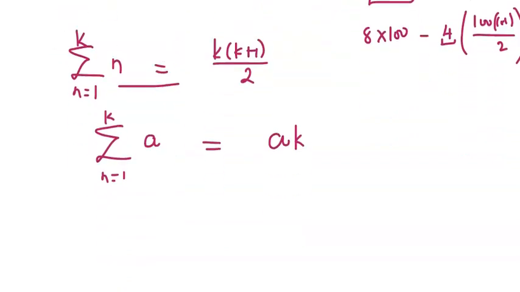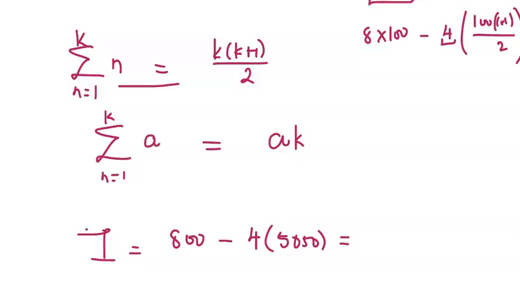So from here, our I is going to be equal to 800 minus 4 into brackets 50, 50, which we had earlier in the first method, which we know will evaluate to negative 19,400, and this is the correct answer.